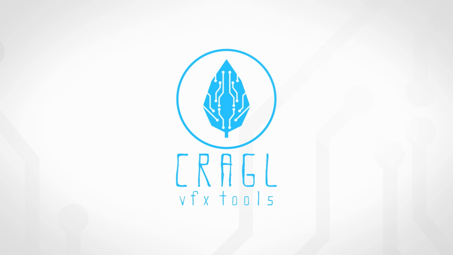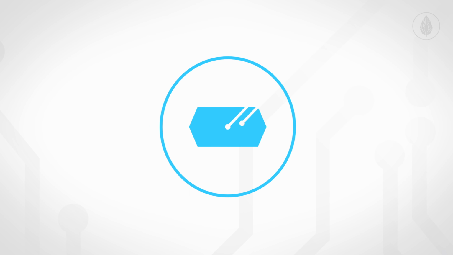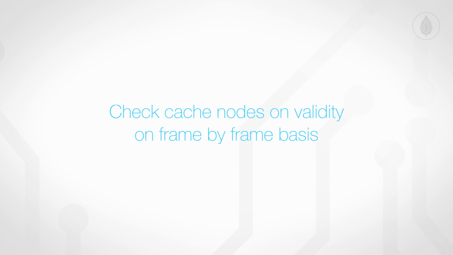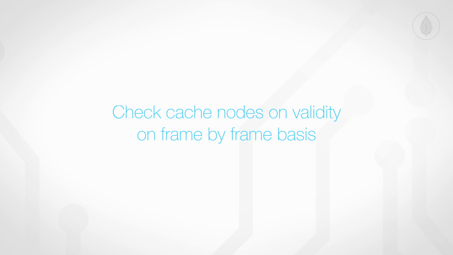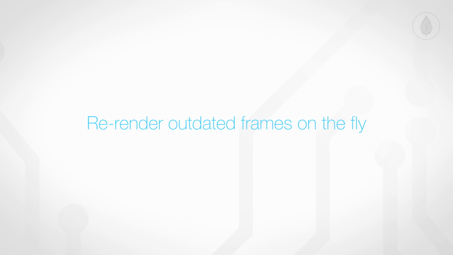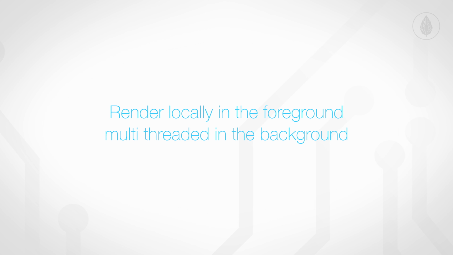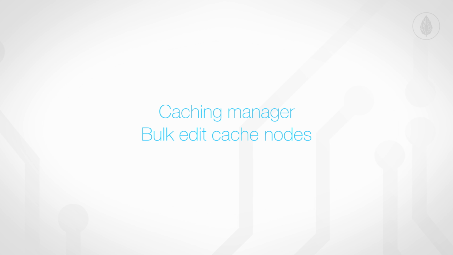We develop tools for the visual effects industry. This is a documentation video on smartCache, our tool that makes caching inside Nuke an automated one-button click solution. Cache nodes can be checked on validity on a frame-by-frame basis, and outdated frames can be re-rendered on the fly, either by rendering them locally in the foreground or multi-threaded in the background. Additionally, smartCache offers a cache manager to keep track of all your caches in your working file.